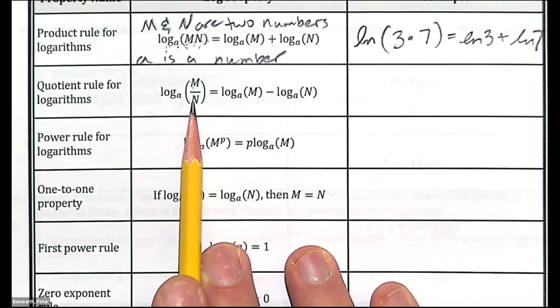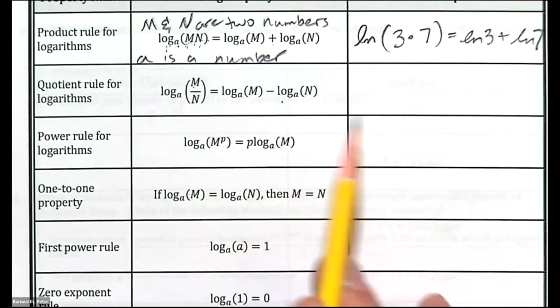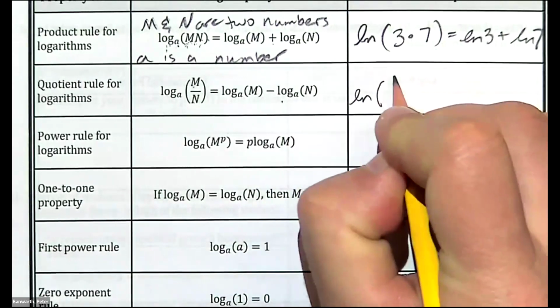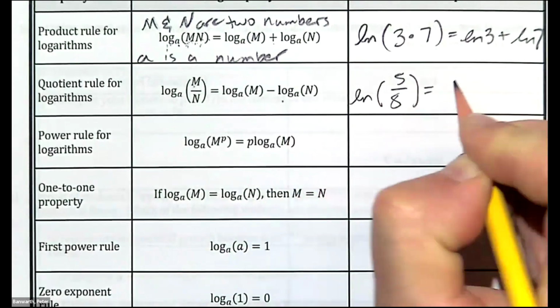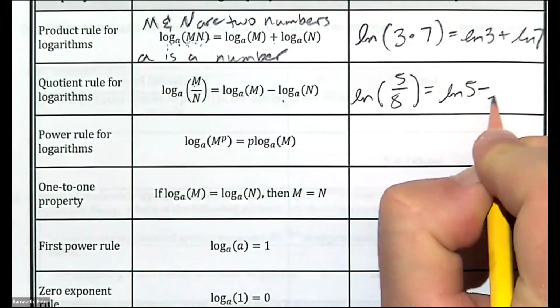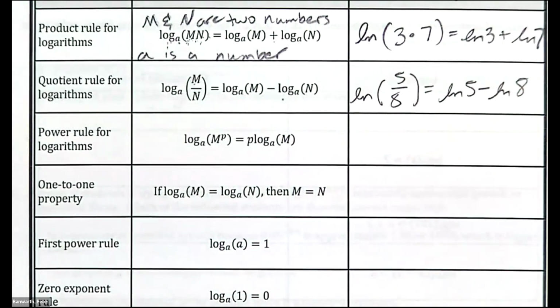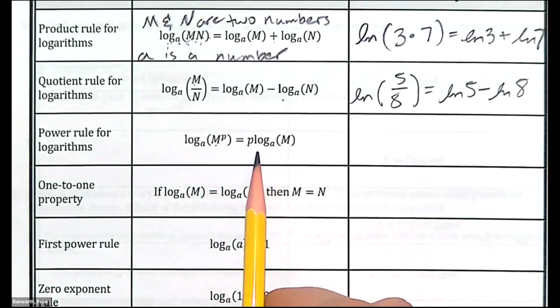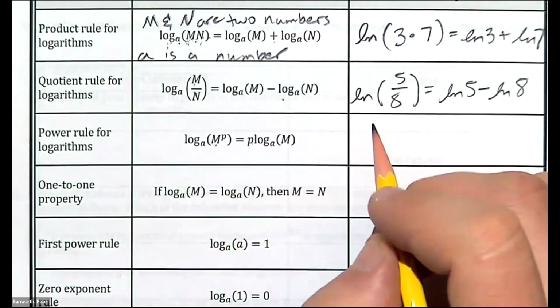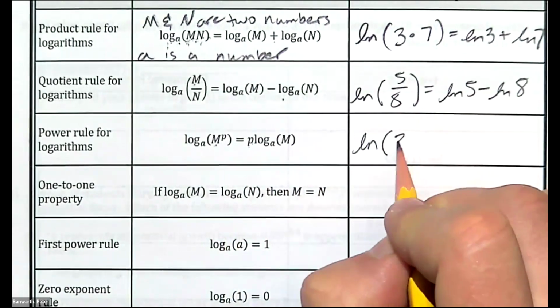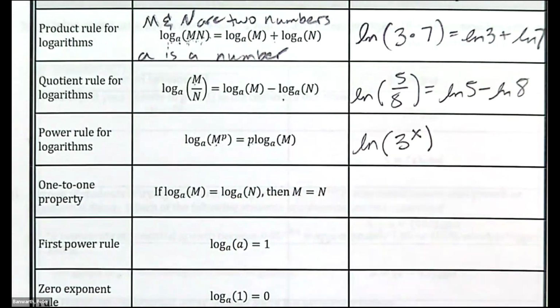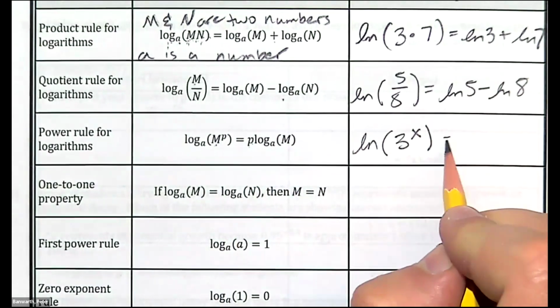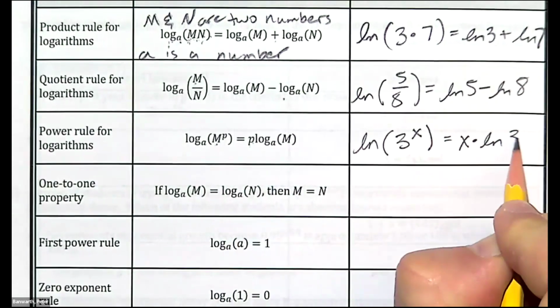Logs turn division into subtraction. Log of 5 divided by 8 equals log of 5 minus log of 8. Logs turn powers into multiplication. There's a multiplication right there. Natural log of 3 to the x is x times the natural log of 3.